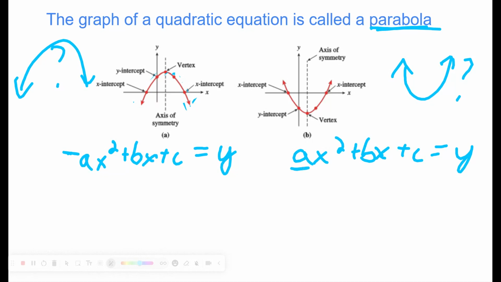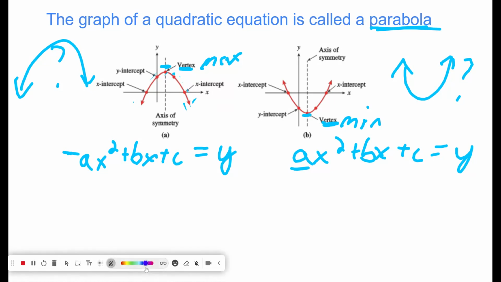Some key terms here. The vertex is our most important point. It's where the axis of symmetry is. Here it's the maximum, and here it's the minimum part of the graph, depending on which way it's facing. So there, it's not going to go below the vertex, and on this side, it's not going to go above the vertex. Our y-intercept here is where it crosses the y-axis, right there.